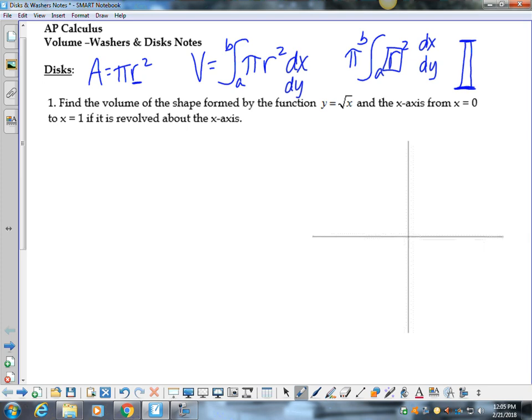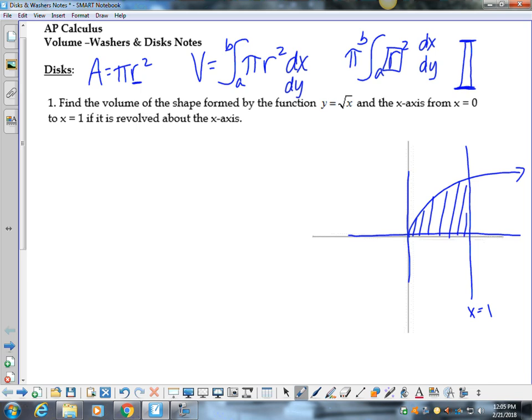Okay, so number one, find the volume of the shape formed by the function y equals the square root of x, the x-axis, from x equals 0 to x equals 1. So we're looking at this shape. I'm going to rotate it on the x-axis, which is this one. So I'm going to draw this little shape so I know which axis I'm rotating it.